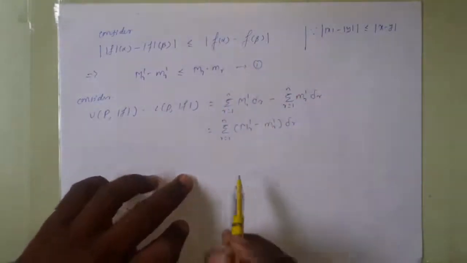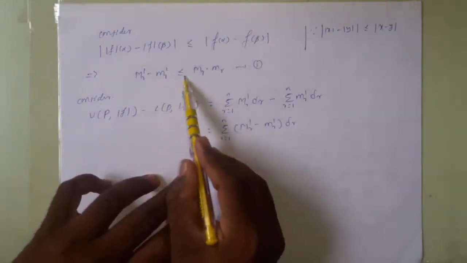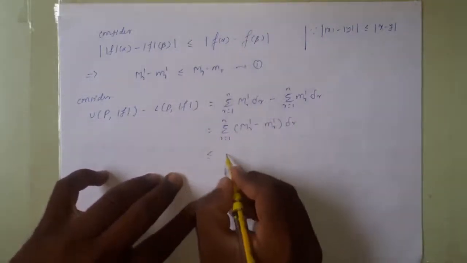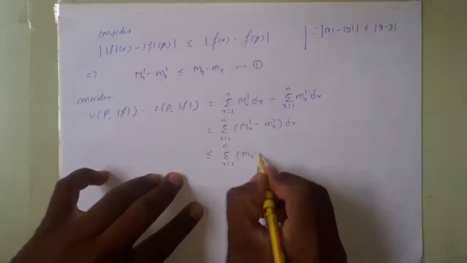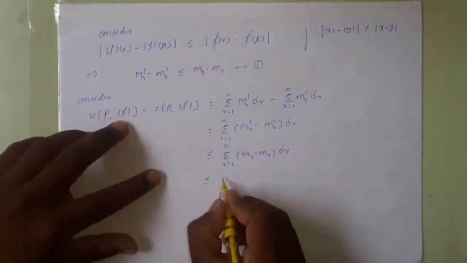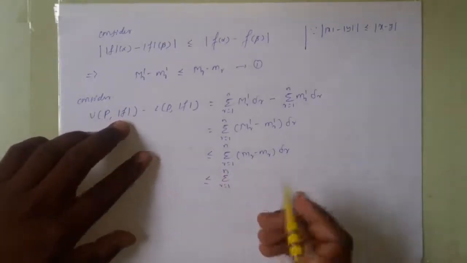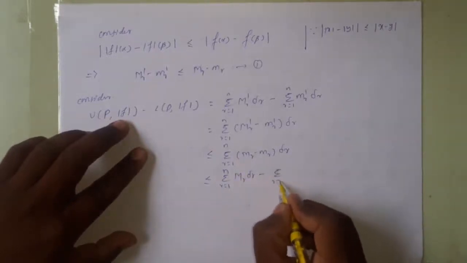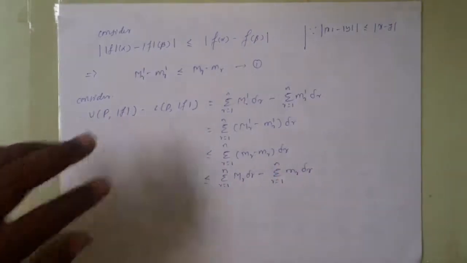Now from the first equation we can substitute that M_r dash minus m_r dash is less than or equal to M_r minus m_r. So therefore this quantity is less than or equal to summation over r is equal to 1 to n, M_r minus m_r into delta r, and this is less than or equal to summation over r is equal to 1 to n. Now multiply and separate the summation, that is capital M_r into delta r minus summation over r is equal to 1 to n small m_r into delta r, which is less than or equal to.